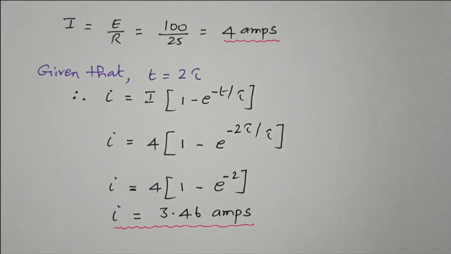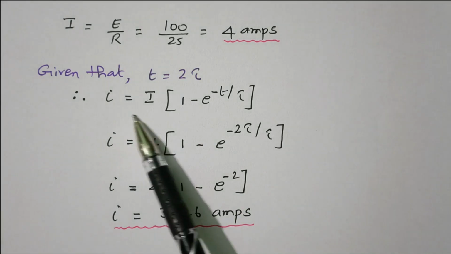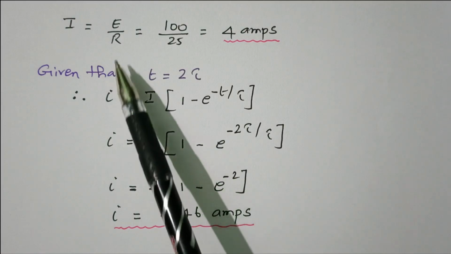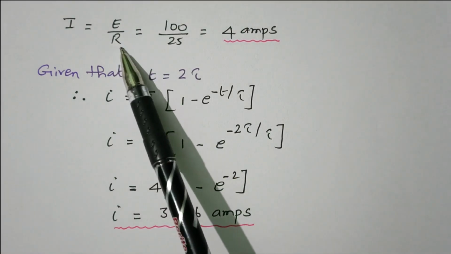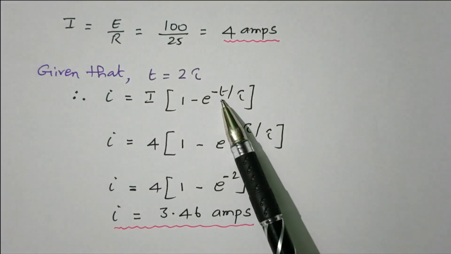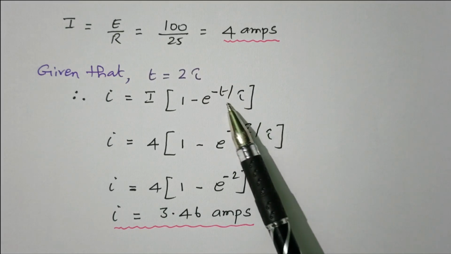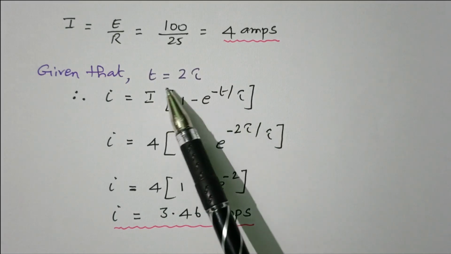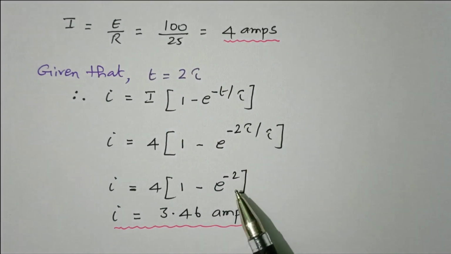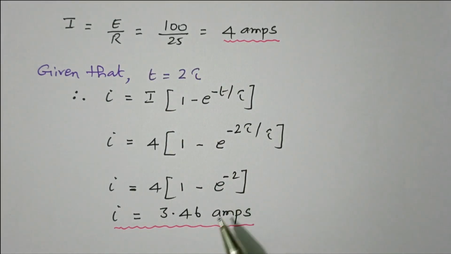So it's a very simple problem. We are directly using this formula. In this formula, I value is calculated as E by R. These two data are available. The relation between the time t and time constant tau is given: t equal to 2 times of tau. Based on that, this time constant got cancelled. We got e power minus 2, so that we can easily solve the problem. The final answer is 3.46 amperes.